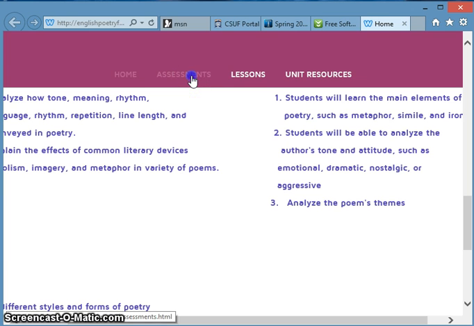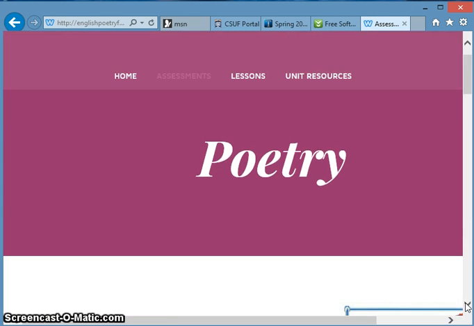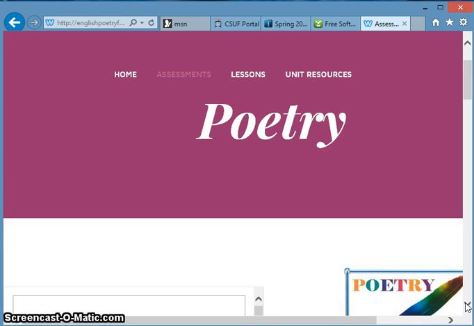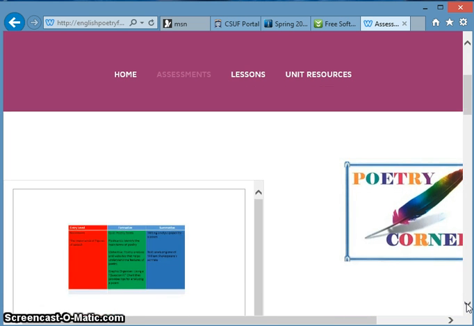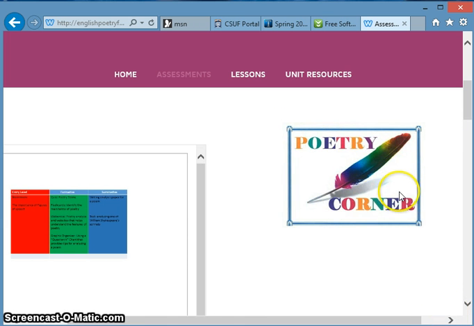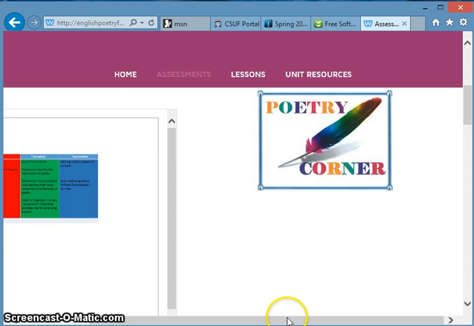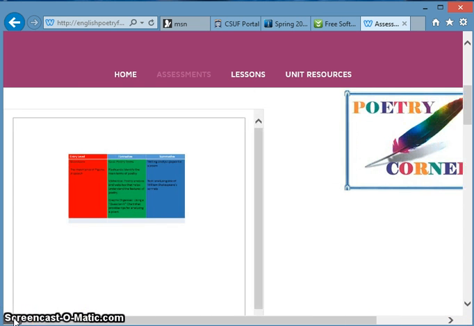Also, there's the assessment page, which is the second important page of this unit plan website. Here, first we have an image that shows that this unit focuses on poetry corner, which reminds students that this website is important because it has poetry analysis tips.